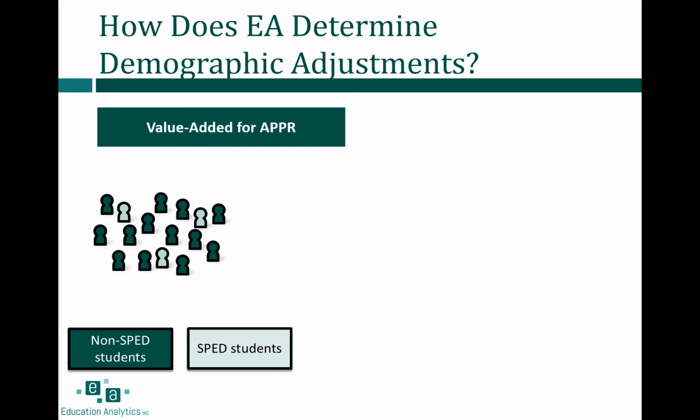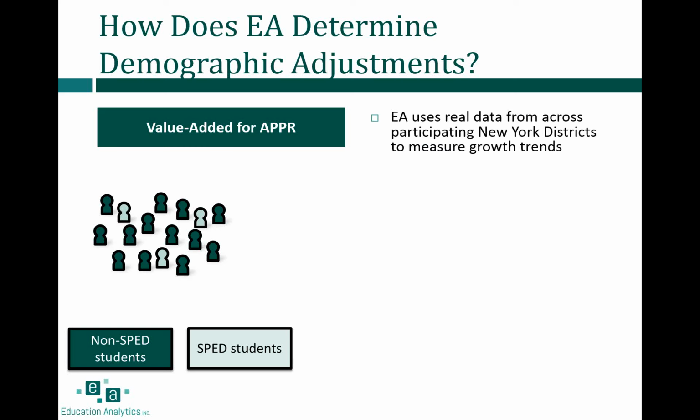Next, how does EA determine demographic adjustments? So I've been mentioning so far all these different adjustments that we make. Here's a little more information about how we go about determining that. EA uses real data from across participating New York districts to measure growth trends. We want to figure out, did students with certain characteristics tend to grow faster or slower? In this example, we're looking at non-special education students and special education students across a sample. And this is just hypothetical.